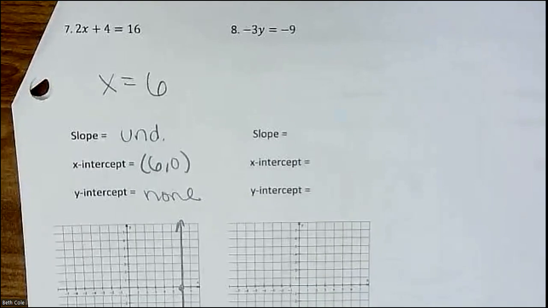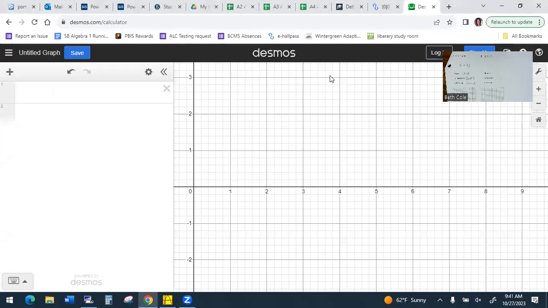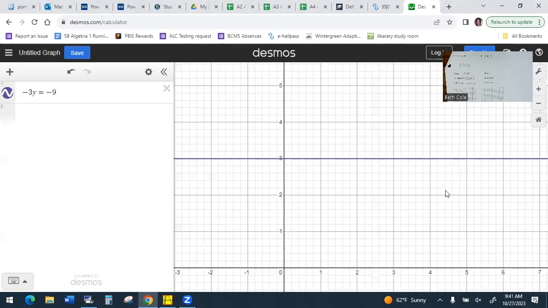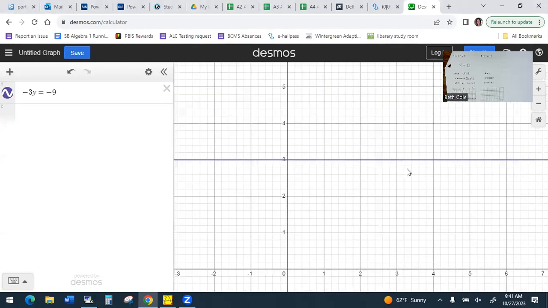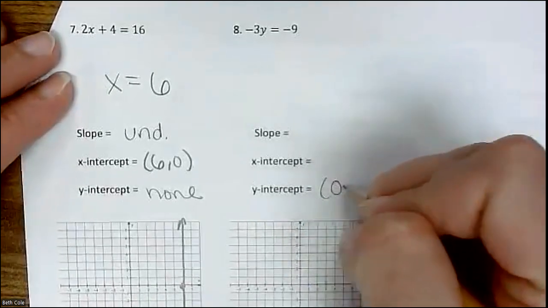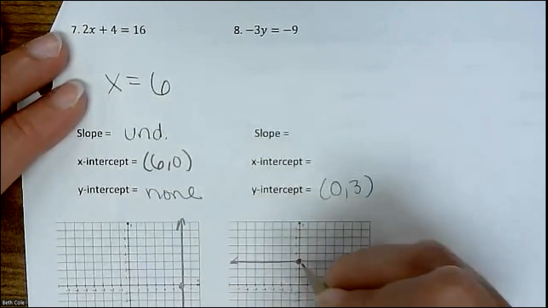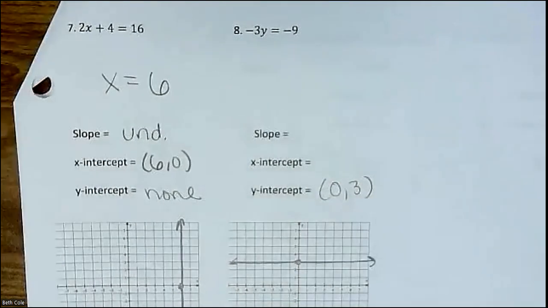All right. Let's try the next one. I'm going to go to the calculator and type it in. It's -3y equals -9. Hey guys, what kind of line is that? It's horizontal. It has a 0 slope. And where is it? At 0, 3. Good. So your y-intercept is 0, 3. And you can draw a horizontal line through that point.